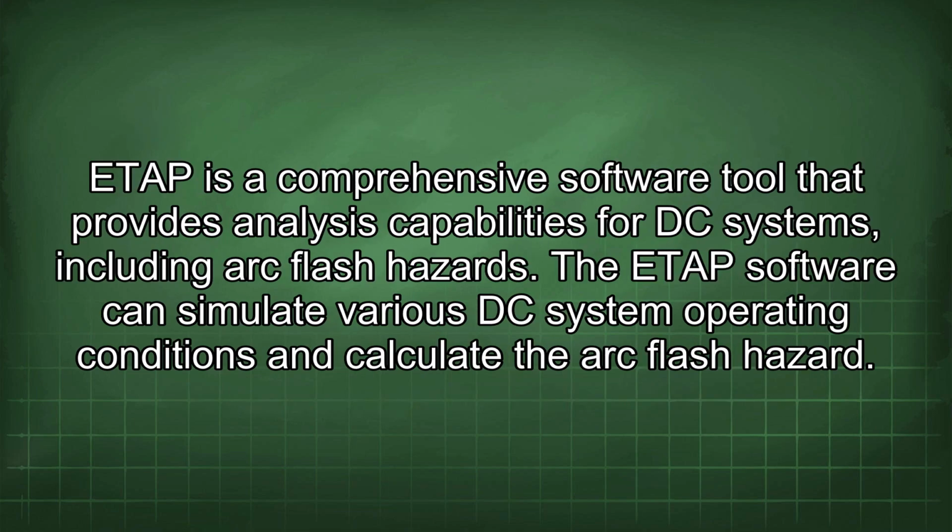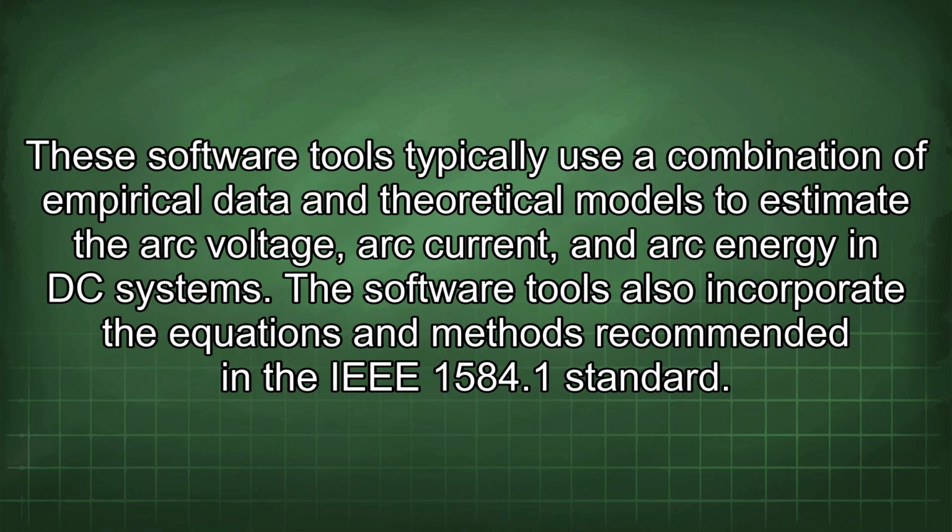ETAP is a comprehensive software tool that provides analysis capabilities for DC systems, including arc flash hazards. The ETAP software can simulate various DC system operating conditions and calculate the arc flash hazard. These software tools typically use a combination of empirical data and theoretical models to estimate the arc voltage, arc current, and arc energy in DC systems. The software tools also incorporate the equations and methods recommended in the IEEE 1584.1 standard.